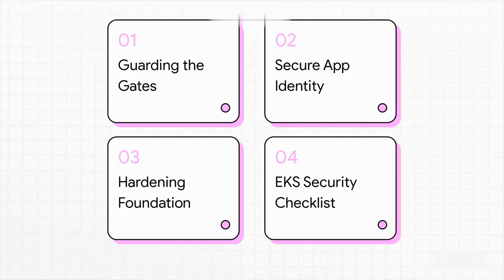And that's exactly what we're going to do in this explainer. We are going to build that fortress together, piece by piece. First, we'll talk about guarding the main gates. Then, we'll get into securing the identities of the applications running inside. After that, we'll focus on hardening the very foundation of the cluster, and we'll wrap it all up with a really practical security checklist that you can start using right away.